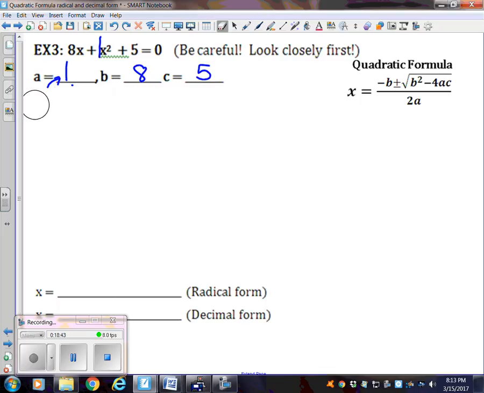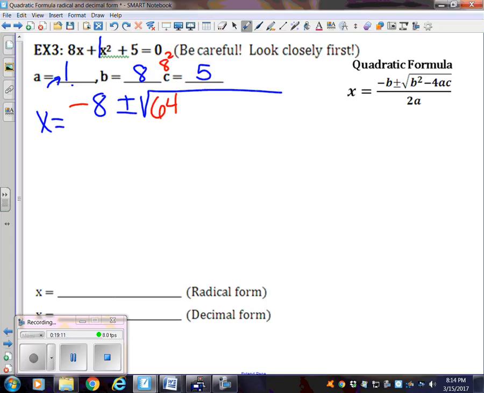This is one that will not factor. I am definitely going to get a decimal. All right, there is nothing I know of that's going to multiply to give 5 and add to give 8. So x equals opposite of B, so negative 8 plus or minus square root, draw a big long square root. B squared. So what is 8 squared? Well, that's 8 times 8, which is 64.